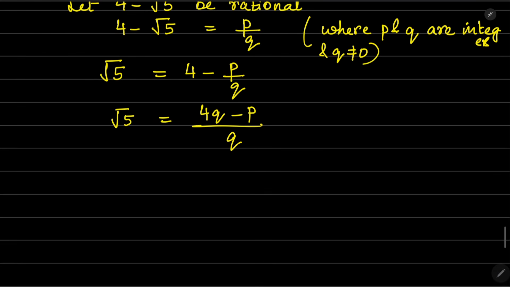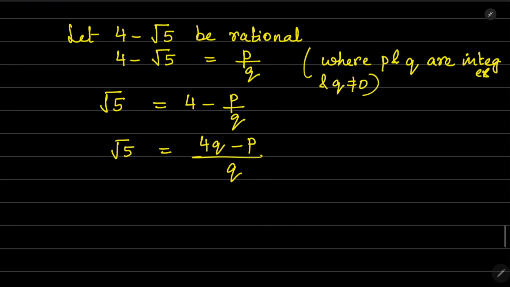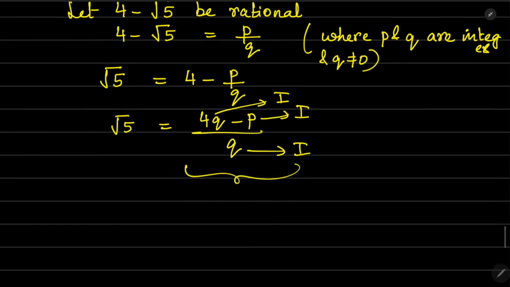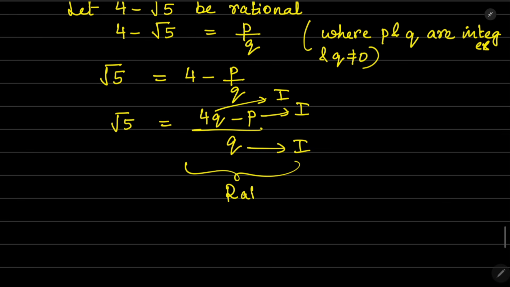Okay, so here 4Q, what was the assumption made? That P and Q are both integers. So here you have got 4 into Q. This is an integer. P is also an integer. Integer minus integer is also an integer divided by integer. So integer over integer is a rational number. So this is rational. And root 5 is irrational. And irrational cannot be equal to rational.